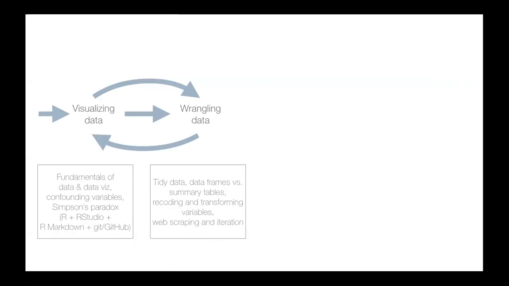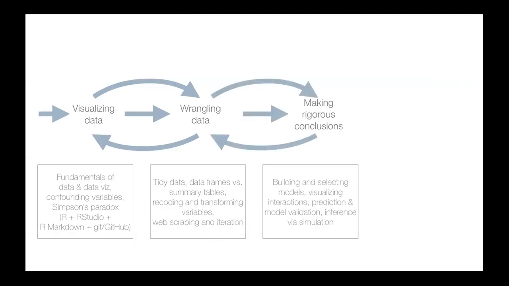And the reason why I like doing this early on is it actually feeds very nicely into when we get into inference and modeling. So there is a hefty statistical component to such a course where we are building models, visualizing interactions and doing prediction and model validation. And we're also doing statistical inference, but via simulation. So students are learning to do things like bootstrapping and randomization as opposed to theorem-based methods.